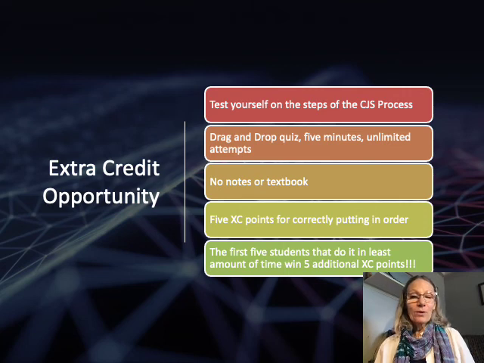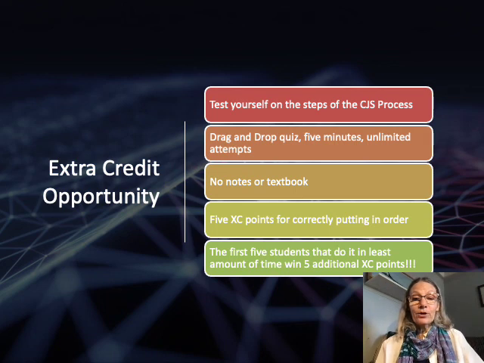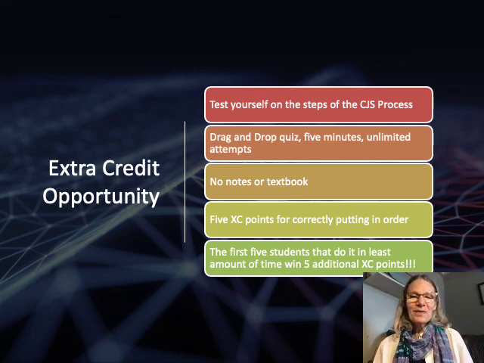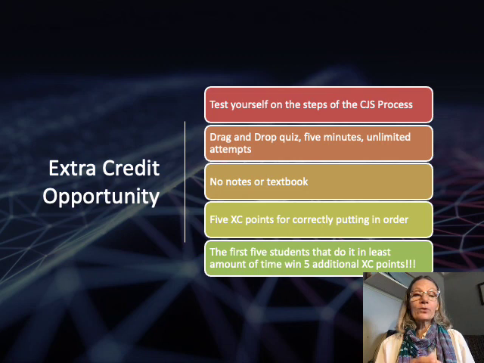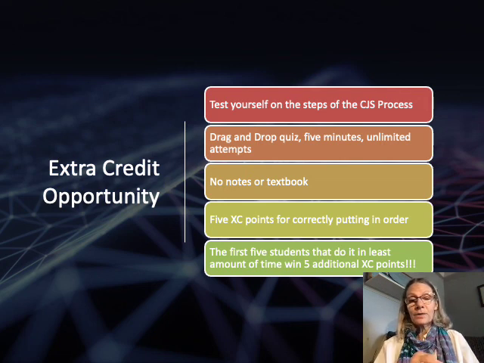Okay, so those are the formal steps in the criminal justice process. And as I mentioned, you get an extra credit opportunity to test your knowledge of these steps. As you'll see in the module, there's an extra credit criminal justice steps in the process quiz that you can take. It's your opportunity to test yourself on the steps that we talked about. It's a drag and drop quiz, and you drag the different steps in the process into the correct stages. You get 5 minutes to take it.